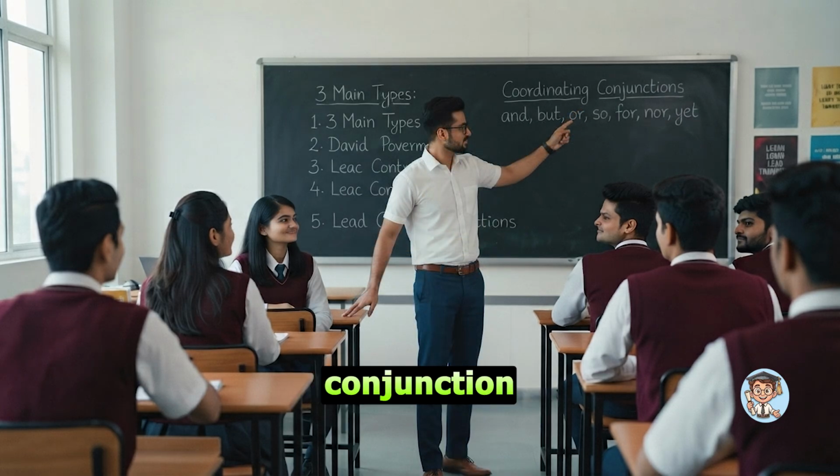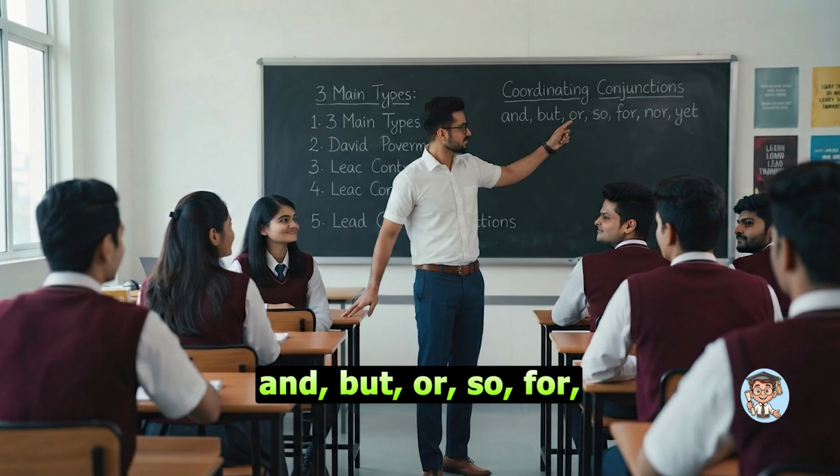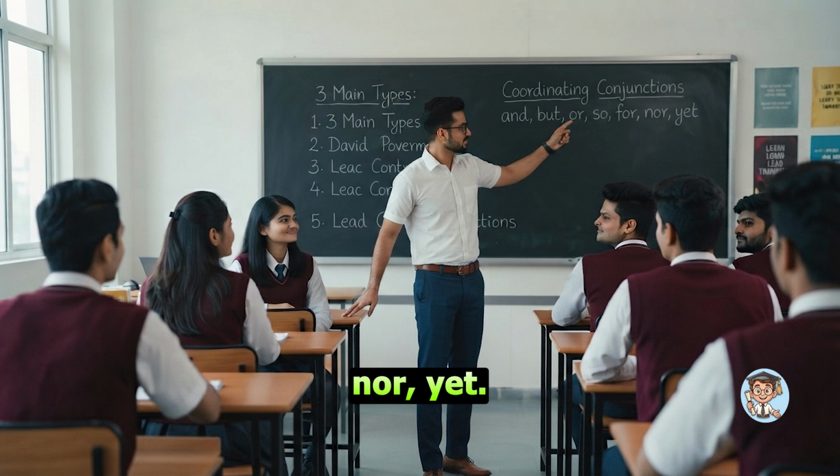A coordinating conjunction joins words or ideas of equal importance. Example: and, but, or, so, for, nor, yet.